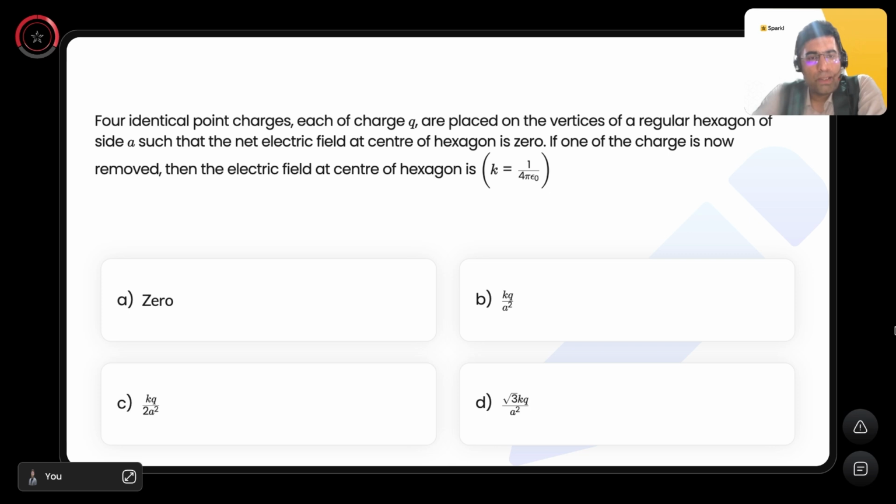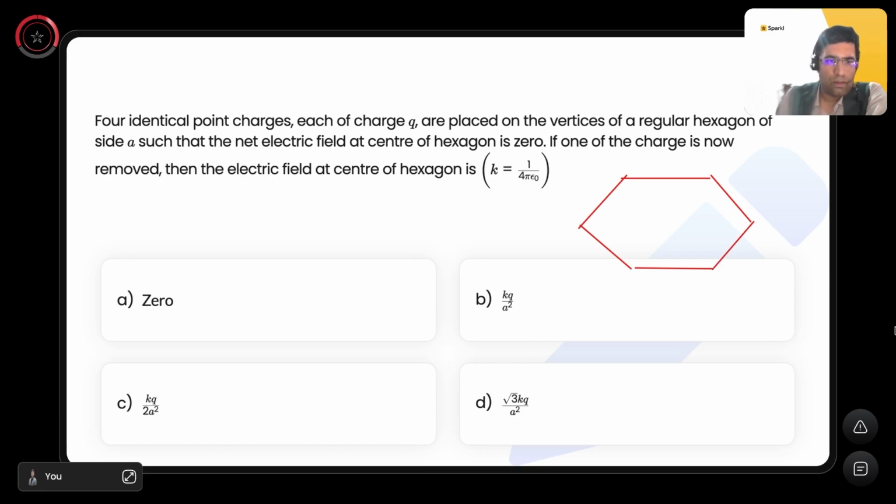Four identical point charges, each of charge Q, are placed on the vertices of a regular hexagon of side A such that the net electric field at the center of the hexagon is zero. If now one charge is removed, then the electric field at the center will be. So again, a very important question. So we have a hexagon, and charges are kept on the vertices. So obviously the net electric field at the center will be zero only.